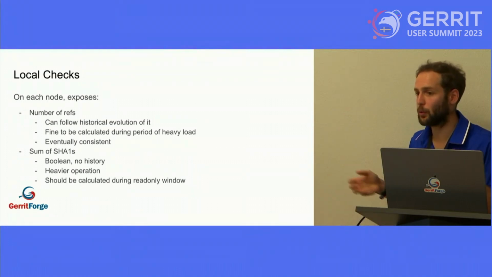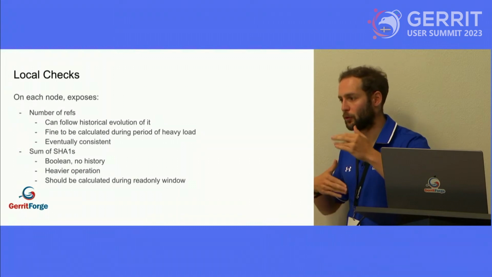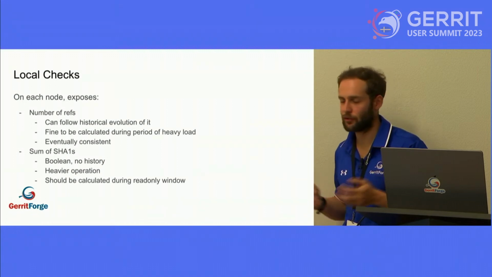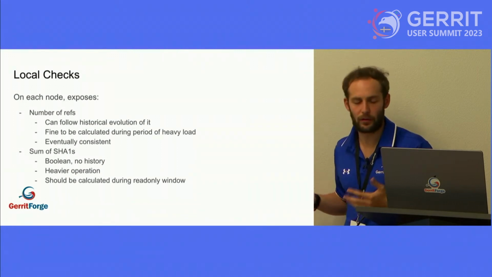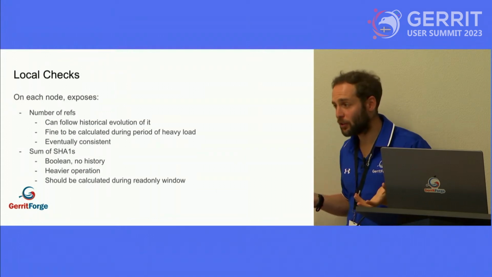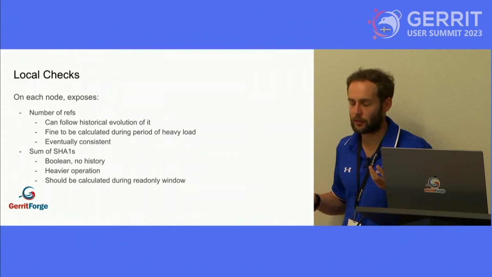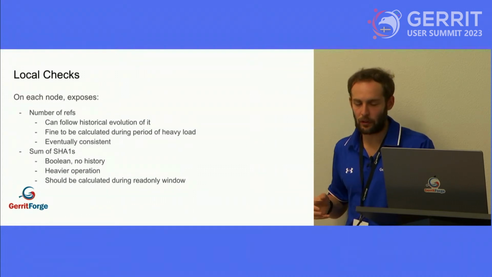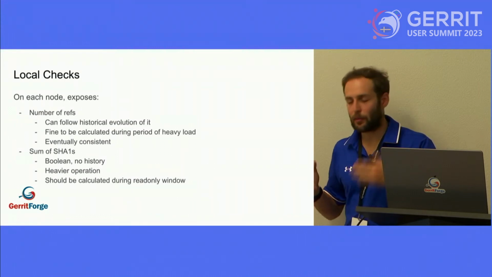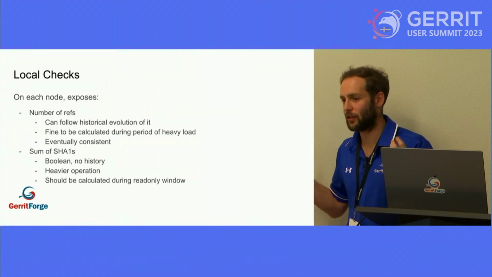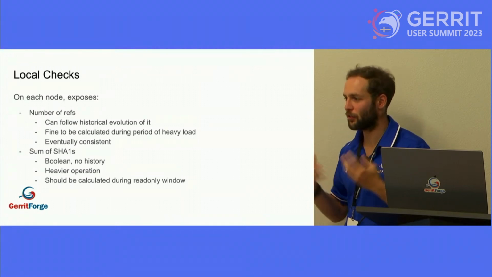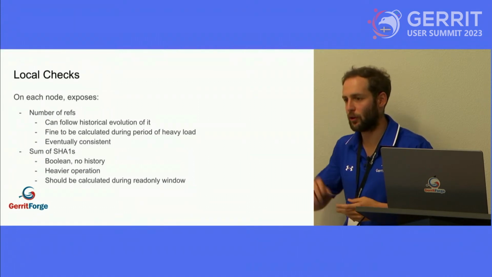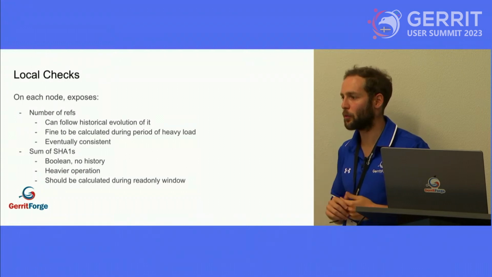It's Boolean, obviously, so we compute this between nodes. We expose this on multiple nodes, and then we see whether it matches. If it matches, it matches; if it doesn't match, it doesn't match. There's no other meaning to it, being a SHA-1. It's a heavier operation. We don't really recommend running this all the time. It's not the end of the world, but I wouldn't run this every minute or every 2 minutes. It should be calculated during a read-only window, because being Boolean, it doesn't give you any extra information if it doesn't match. You just think that something is broken when it's probably just replication going on in the background. So you want to be sure that the repo is inactive when you're operating on this one.